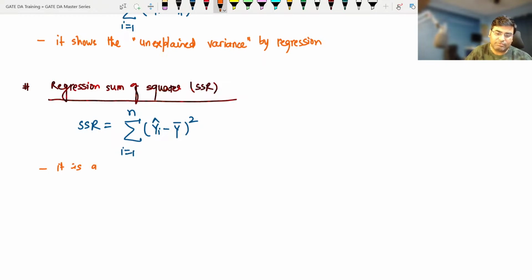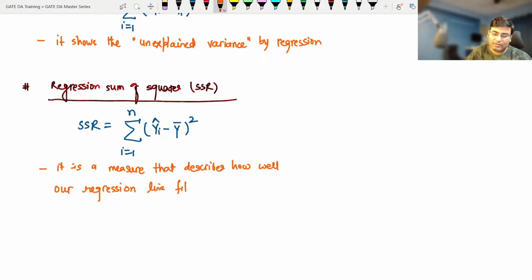And what does this tell you guys? It is a measure which describes how well our regression line fits the data, right? You can also say that it actually quantifies how much is the goodness of fit. And R square, which is the coefficient of determination, a measure of goodness of fit, is going to bank on SSR and SST only. Make sense?